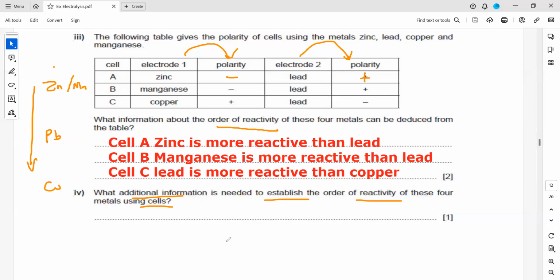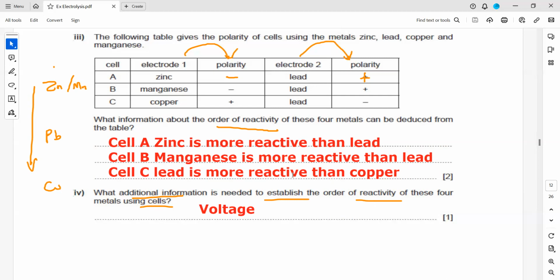Yeah, what we need. So what we need here, we need a voltage. We must know their voltage, because if we know their voltage, we can exactly form up the reactivity series. Like what is the position of manganese, zinc, lead, copper? The higher the voltage, the greater the difference in the reactivity. So the additional information which we need to establish the reactivity is the voltage.